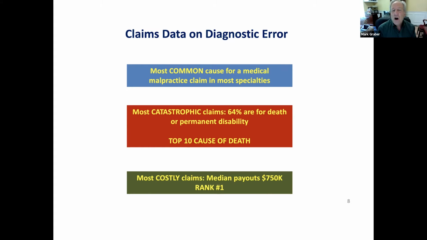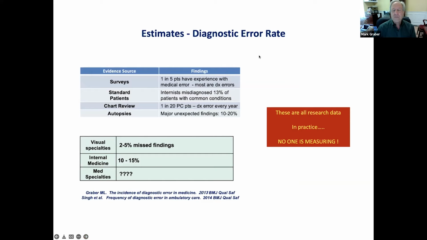Diagnostic error is the most common reason that a patient files a malpractice claim in many or most medical specialties. It's the most catastrophic kind of claim. 64% of these claims result in death or permanent disability. It's a top 10 cause of death. We'll see a little bit more on that in a minute. And it's very costly. The median payout is higher than for any other kind of medical error. It's the number one thing in terms of cost.